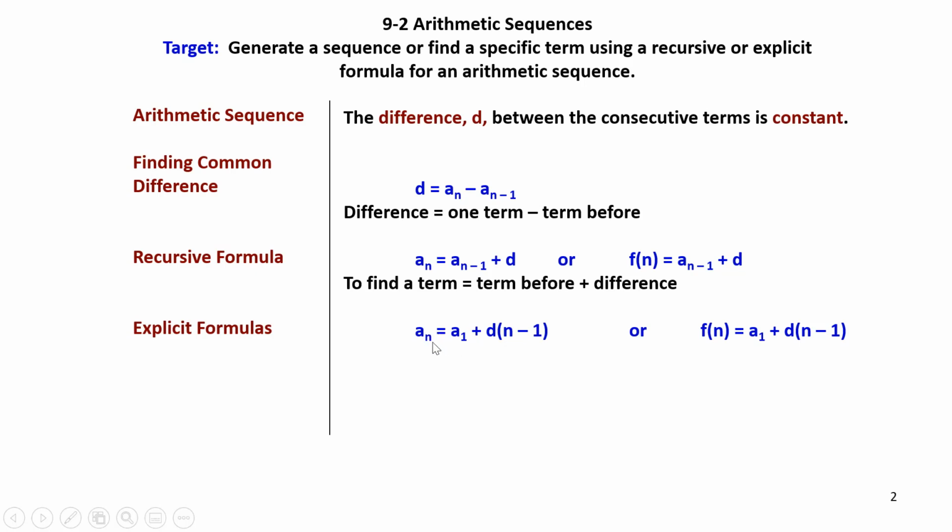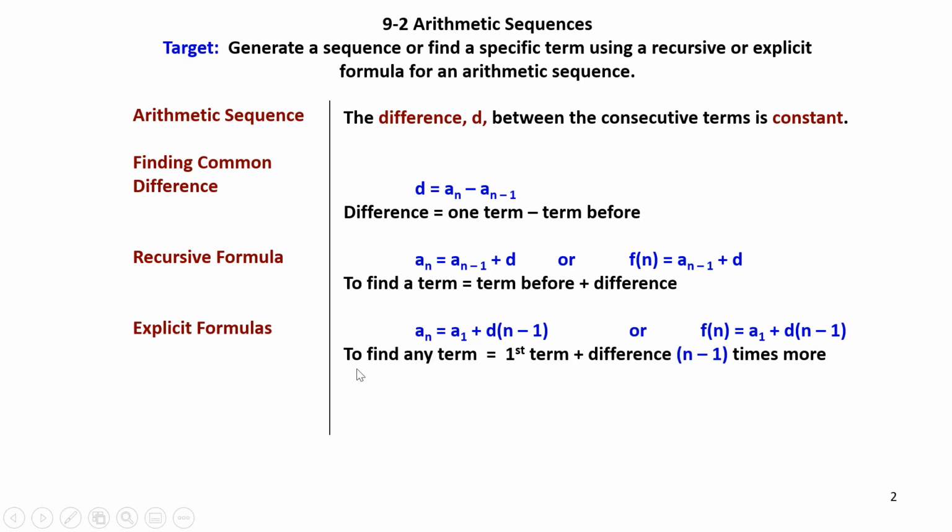Think about it like this. If I wanted to find the 10th term in the sequence, a sub 10, I would take my first term, and let's say the difference is 2. To get from term 1 up to term 10, I would need to add 2 nine more times. So if this is a sub 10, I just want to add that d nine more times to get there. On the right side, you can also write it like this: f of n equals a sub 1 plus d times n minus 1. This one is written correctly, so there are no changes on that one.